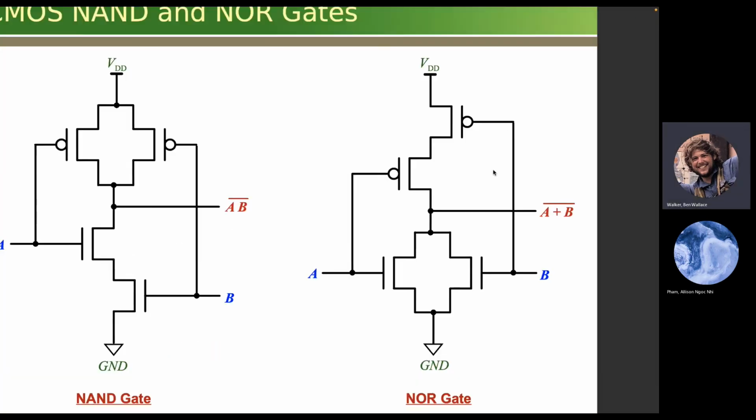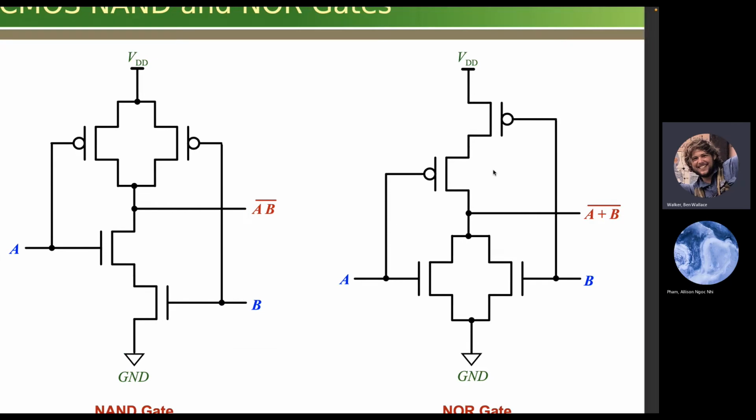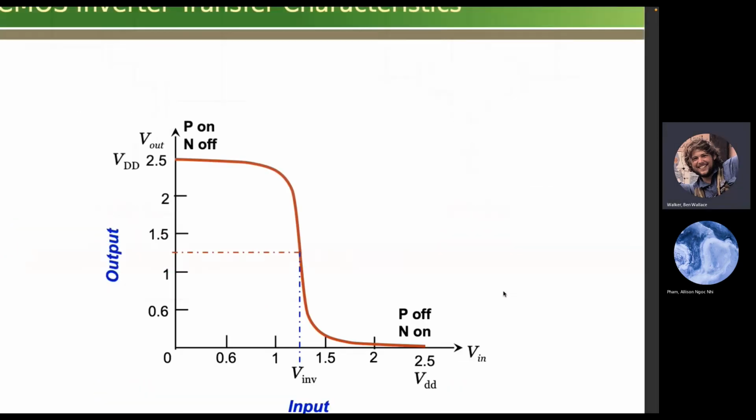Conversely, if we wanted to do the NOR, it's kind of the opposite logic. Here it's being pulled up only when both A and B are 0, and it's being pulled down when A or B is 1.